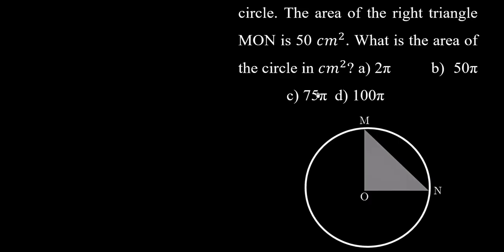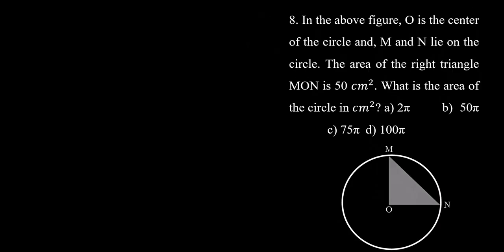How to do it? What is the area of a circle? Pi r square. All options are in terms of pi. You need only the radius. If you calculate r, then you will get r square. Now, what is the area of the right angle triangle? What is the base? Radius. Height? Radius. As base is radius, height is radius.